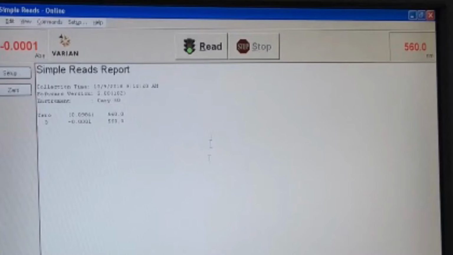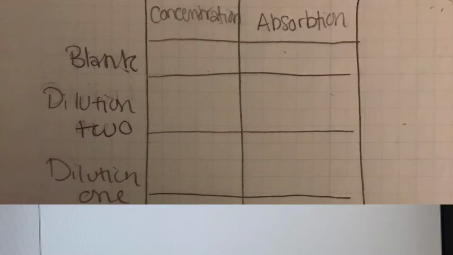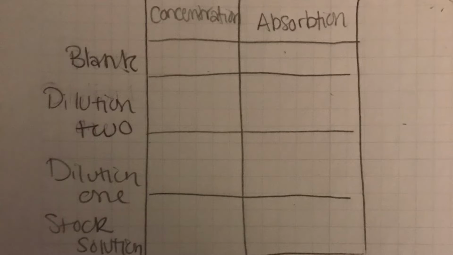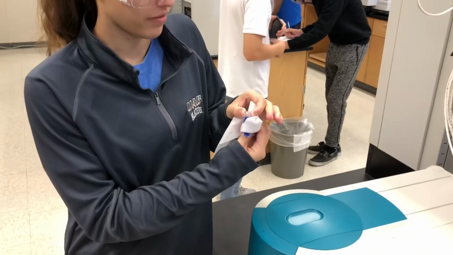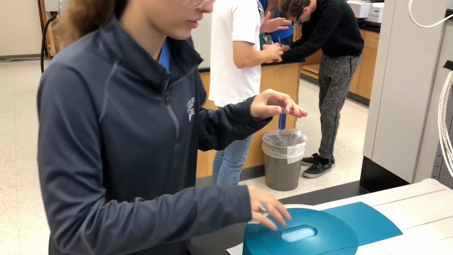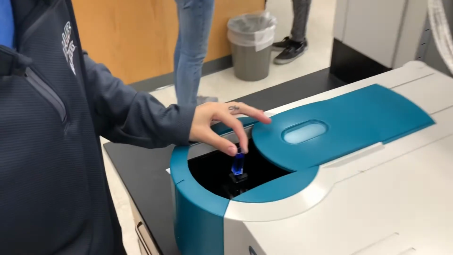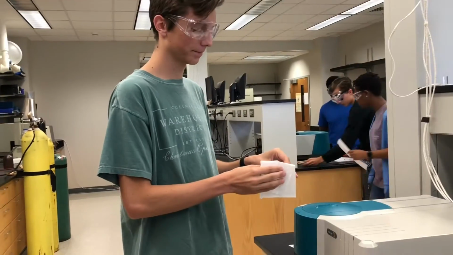This example is what your scan should look like. Once you're done scanning, you should record your results on a table that resembles something like this. Before scanning your dilution, make sure to wipe both sides of your cuvette with the wipes provided by the lab. Then place it in the small box inside the chamber.